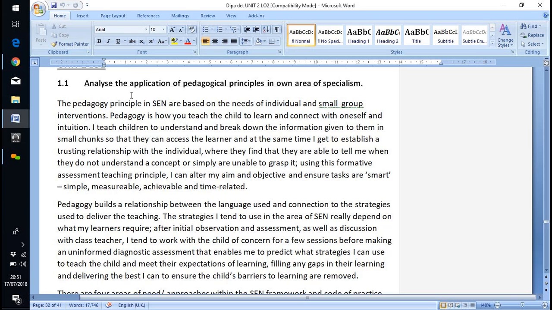Yes, you've got certain constrictions, you've got certain things you've got to do, you've got curricula, you've got a number of other things as well. But at the same time, the way you are actually delivering that, how you apply those principles in your own area of specialism.